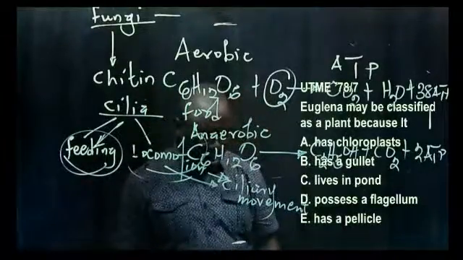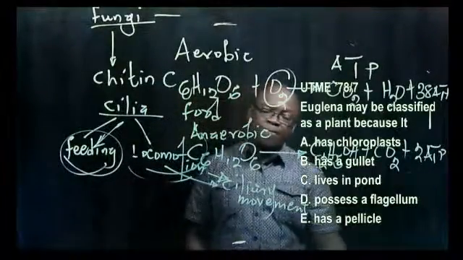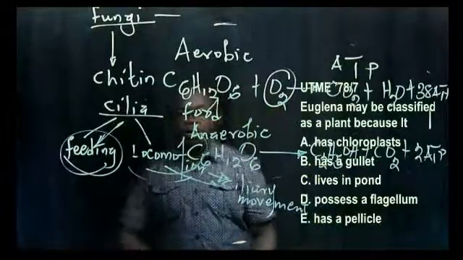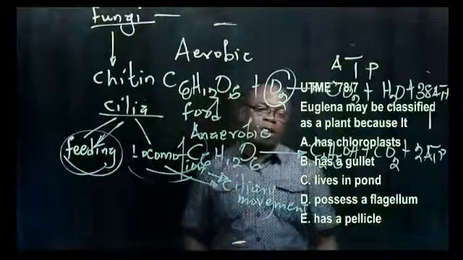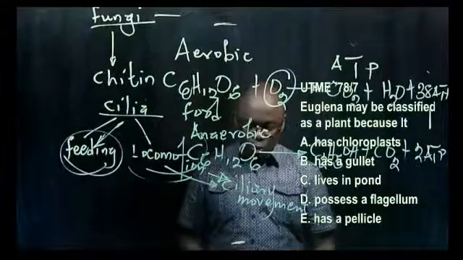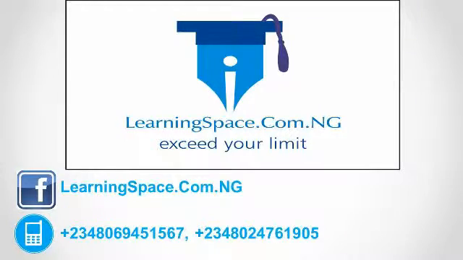Option E, it has a pellicle. No, a pellicle is a very flexible structure which could enable the Euglena to change its body shape or structure. So our answer here is option A, it has chloroplasts.